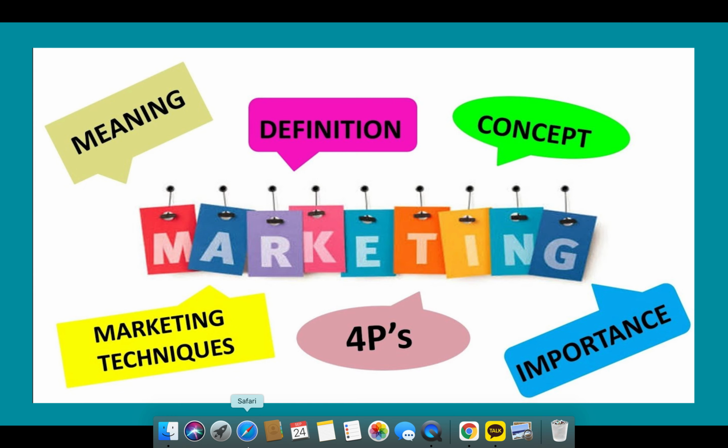And also, because we're talking about marketing, we would like to look at the importance of doing this thing. Why do we have to come up with a marketing plan? Or, of course, from the plan, why do we want to strategize? Okay? So, we can say that generally, marketing is an essential part of every business.